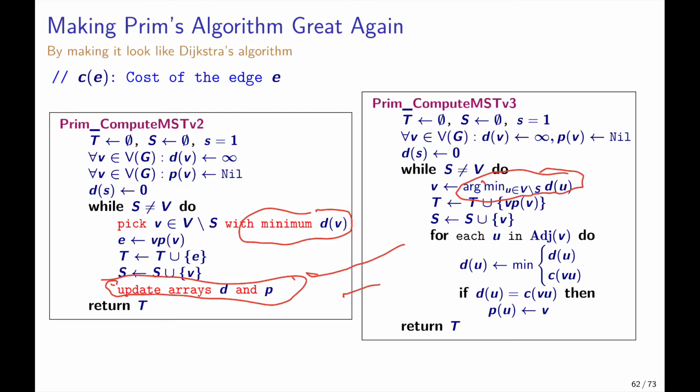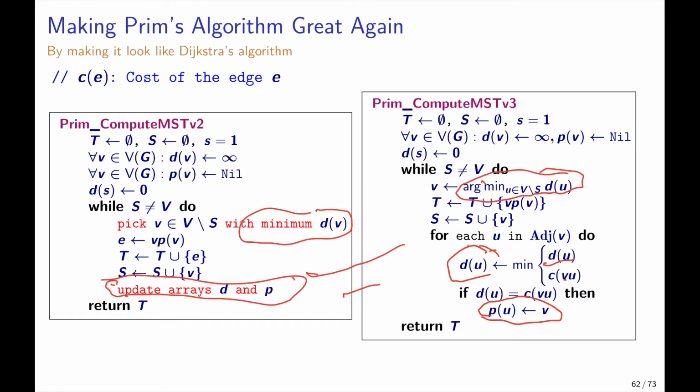So for every edge that is adjacent to v, we see whether d of u, the distance of the vertex u to the set, has changed. Well, what is its distance? It's the minimum of either the current distance or the cost of the new edge vu, right? If indeed we changed the distance, meaning using the edge uv is now the better option, then we also need to update the previous pointer to say yes, we are coming from v. And that's it.